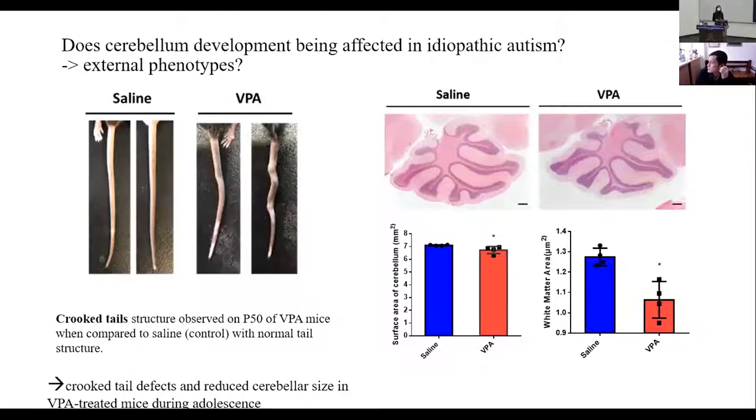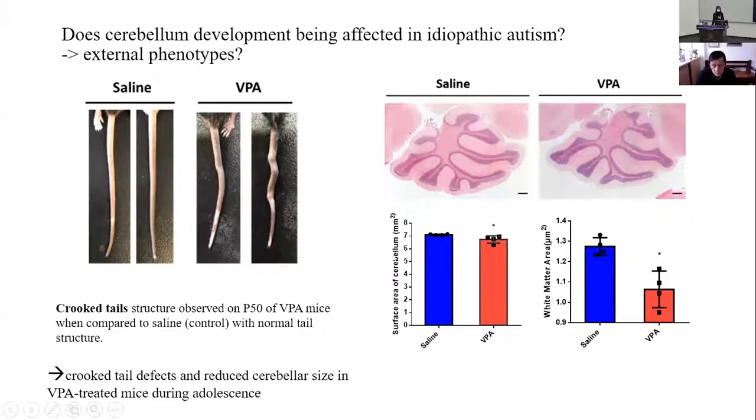So after I have mentioned the autistic behavior in the PPA mouse model, next is how the cerebellum development has been affected. Here is the first piece of information. We can see that when compared to control, the PPA mice had a crooked tail structure. Why is that important? Because the tail is the first place in the mice to grow from the neural tube. So if there are defects in the tail, these mice may have some problems in their brain. Further, I performed sagittal sections with H&E staining. After statistical calculation, it was found that the surface area of the cerebellum and the white matter area was significantly reduced.